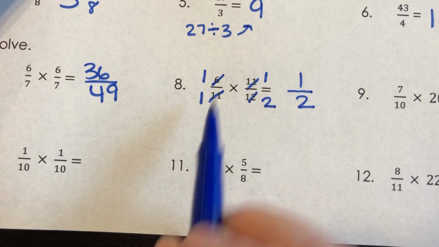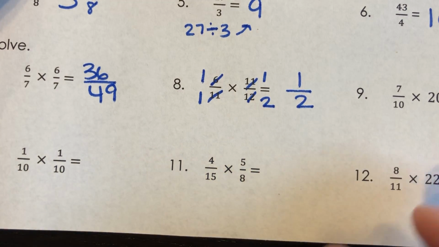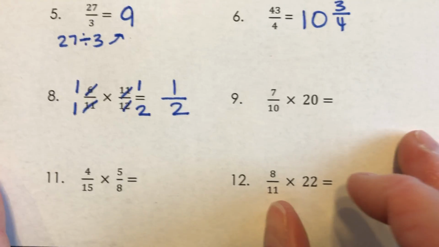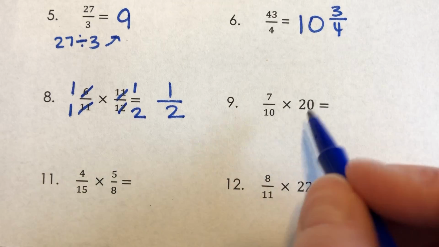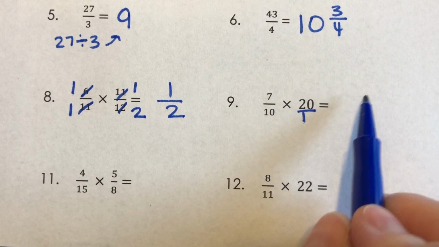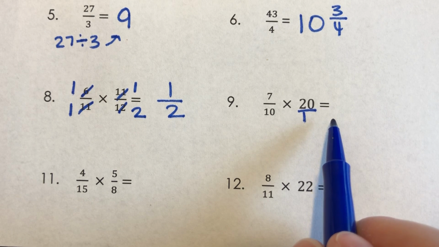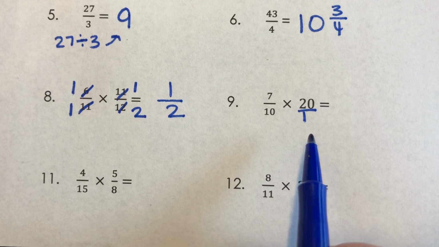Now, if you didn't get that right away, if you had 6/12, just make sure that at the end it equals 1/2, because that's what it should simplify to. For number 9, I see a whole number here, so I'm going to put a 1 under it. And if you multiply it across, you got 140 over 10. And then you'd have to divide 140 by 10, and you get 14.